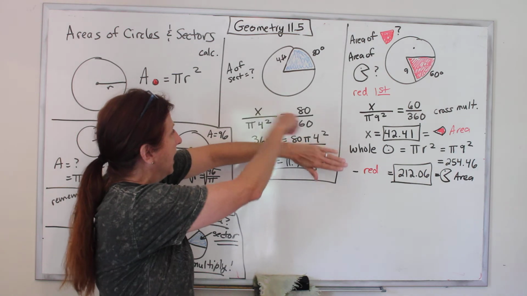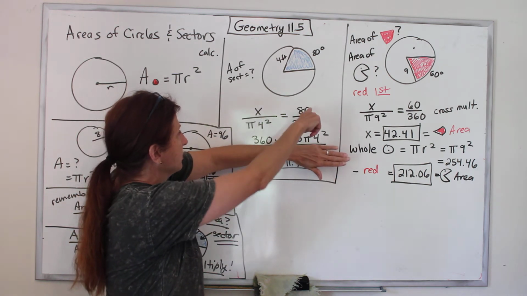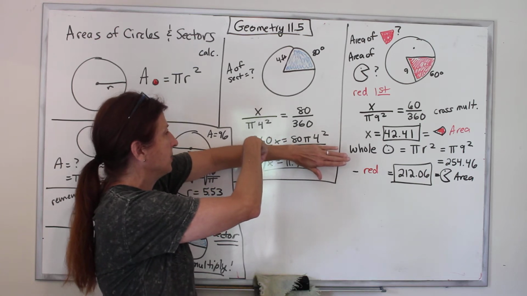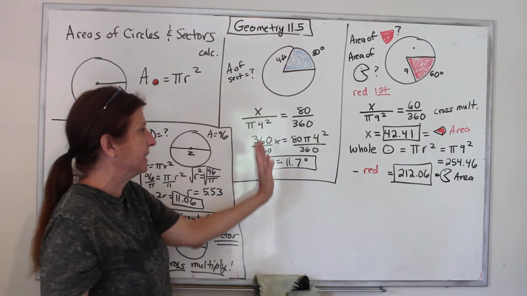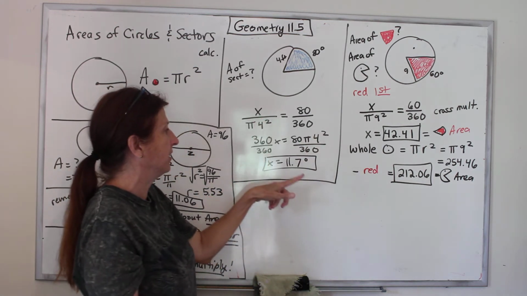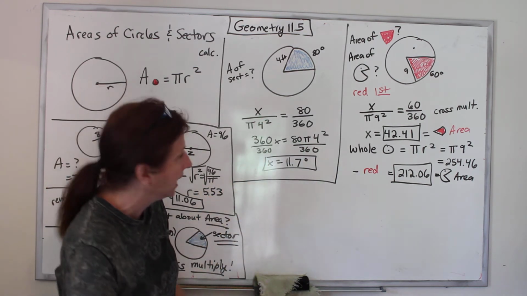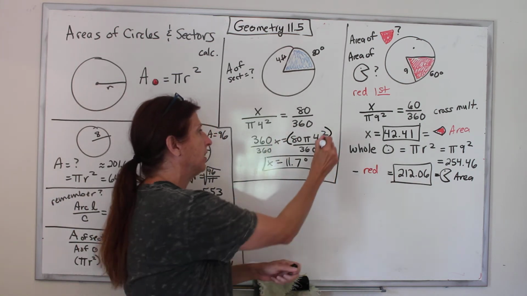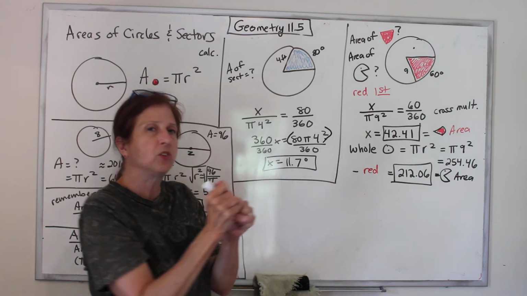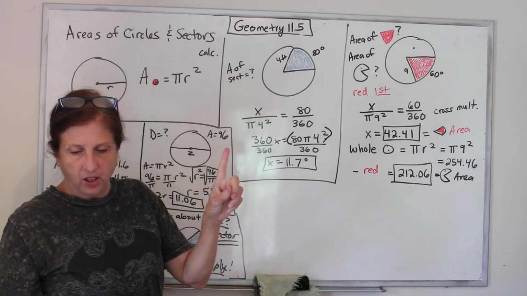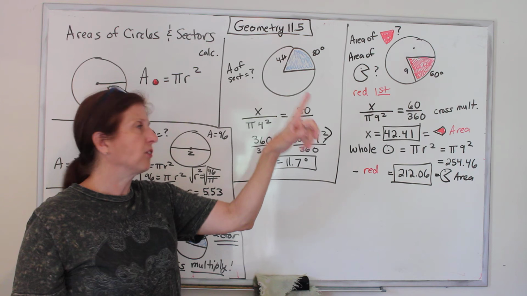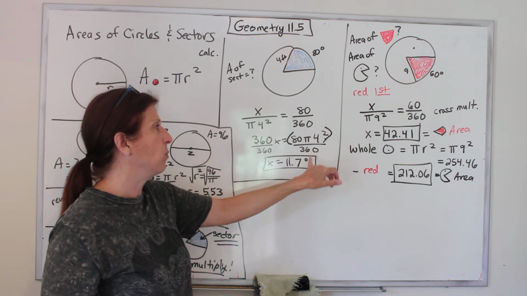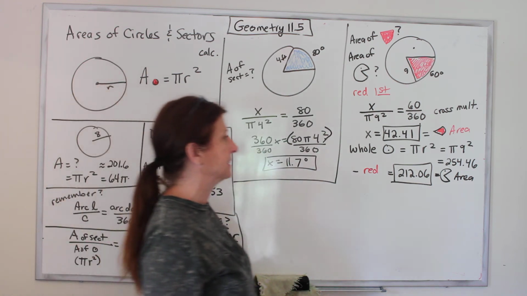So fill in everything that you know here. Now cross multiply. X times 360 equals 80 times pi times 4 squared. Since x is being multiplied by 360, I divide both sides by 360. I can put all of that in my calculator and hit enter and get 11.7. If you do this all in your calculator though, you need to either put the numerator in parentheses or use the alpha y equals buttons on your calculator and put it in as a fraction, or else your calculator has a hard time knowing what is getting divided by 360.